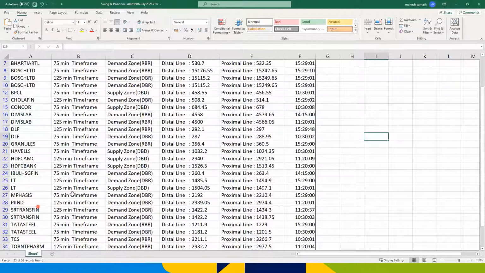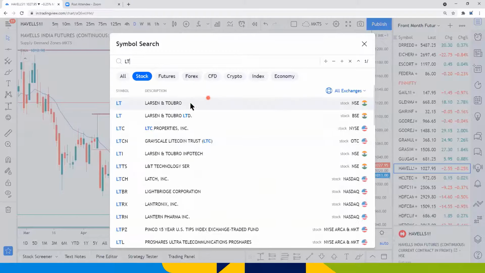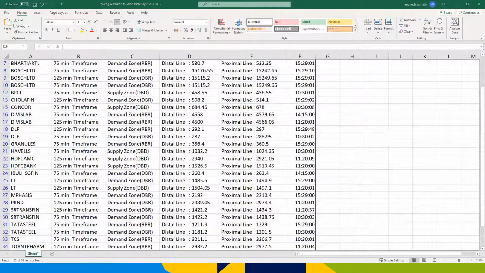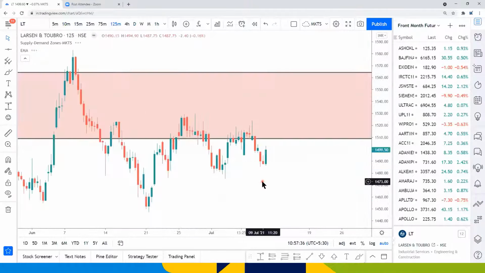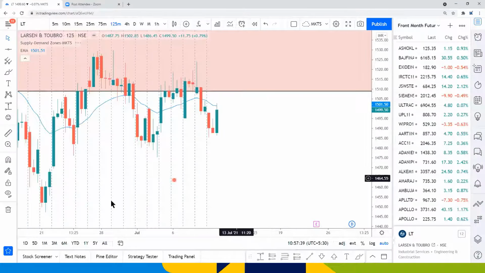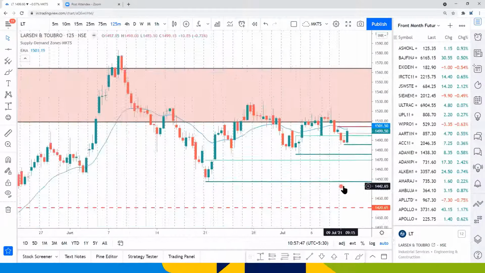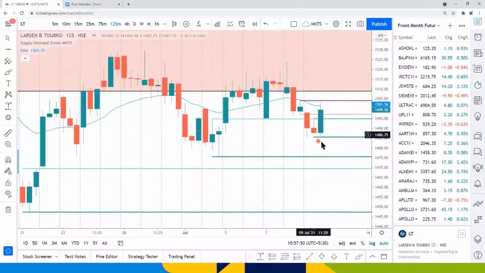Jay says L&T is in both supply and demand. Let's check. Okay. On which time frame? L&T on 125. Yes. It formed a supply at the start. Jay, what happened here was the first 125-minute candle of the day was a drop-based drop formation and a drop-based rally formation at the end of the day. But the zones are too close by. If you trade this, there is no reward to risk. There is no RR.